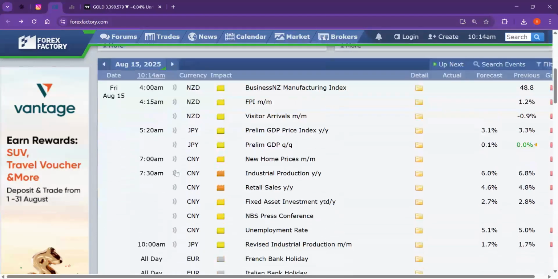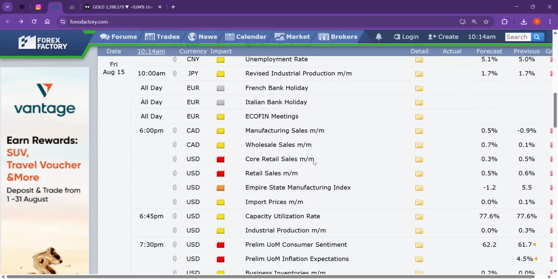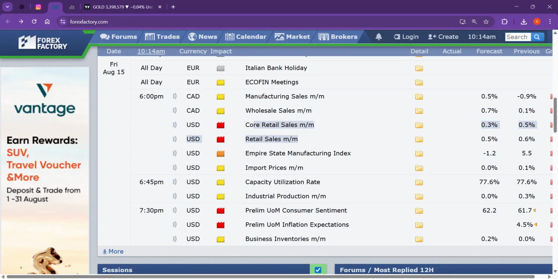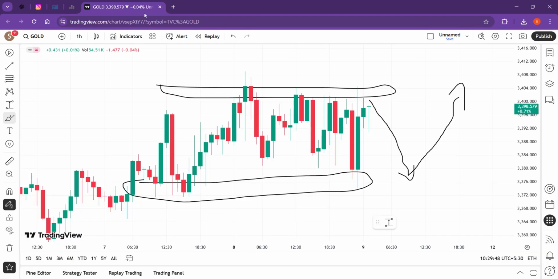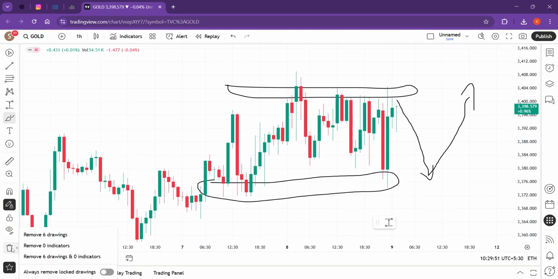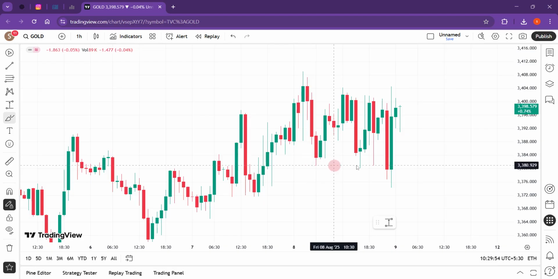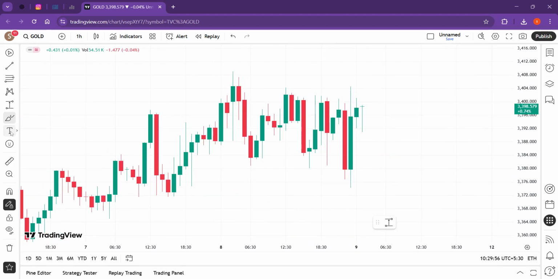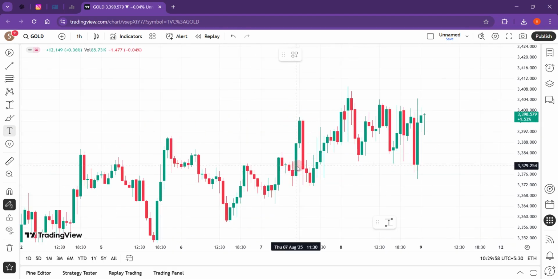Now, if we talk about Friday, we have core retail sales, then preliminary consumer sentiment, and then inflation expectations. So the upcoming week will be full of high impact data. So you have to take care according to your risk appetite. Now, let me mention the support and resistance levels for every one of you, the short term support and resistance levels.